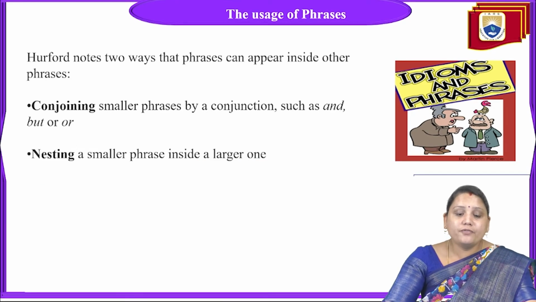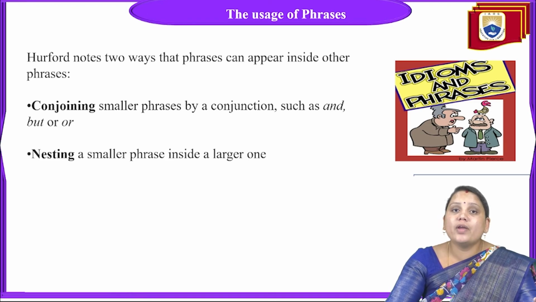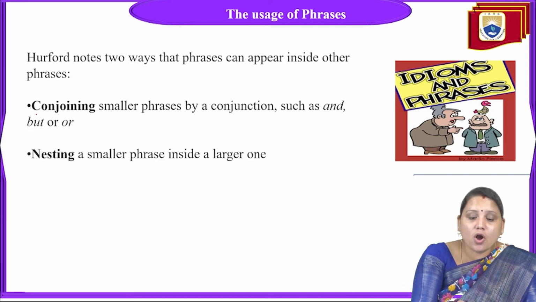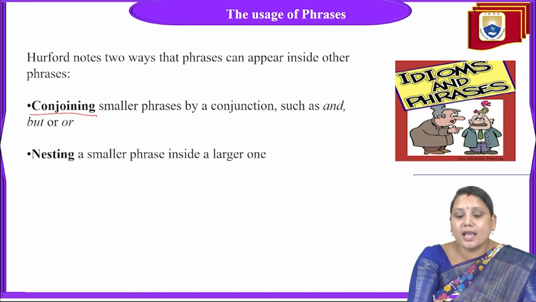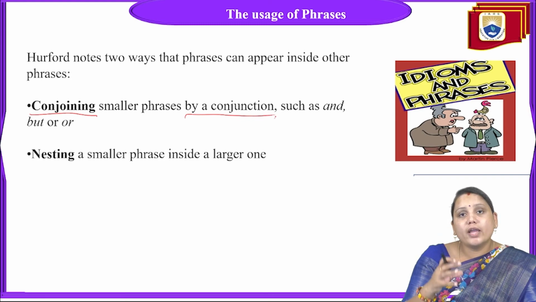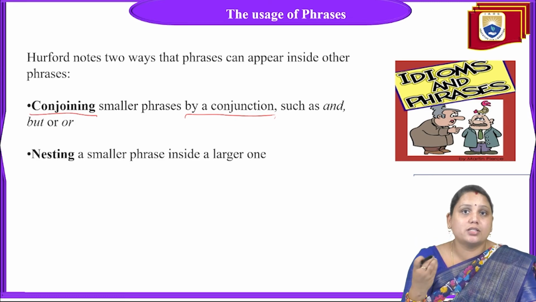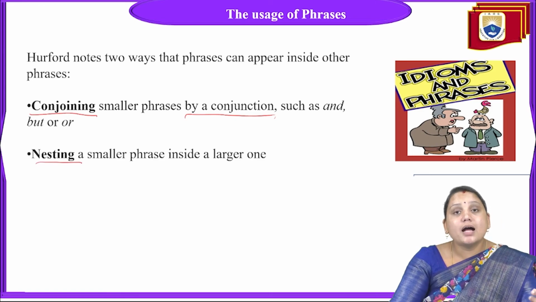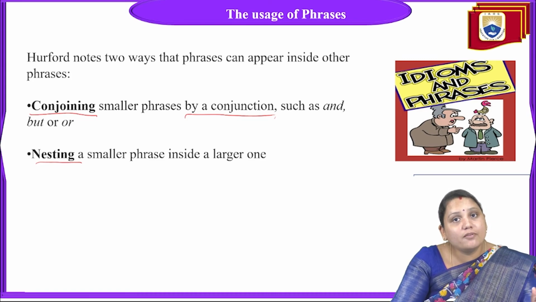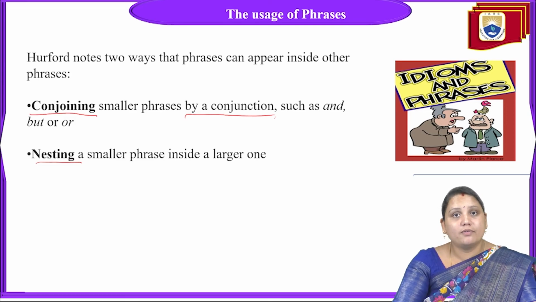Here, Harford notes two ways that phrases can appear inside other phrases. One is conjoining smaller phrases by a conjunction. We are going to use phrases which are added with conjunctions; these are called conjoining phrases. Then nesting: a smaller phrase inside a larger one. There is a larger phrase in which you will find one more smaller phrase; that is called a nesting phrase.